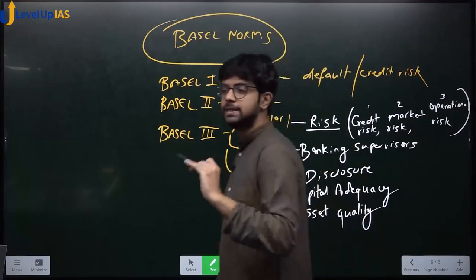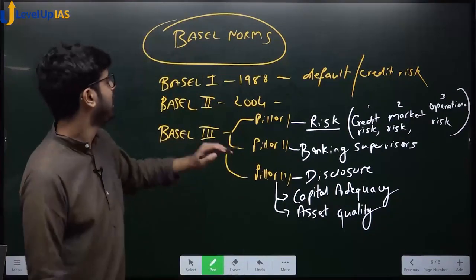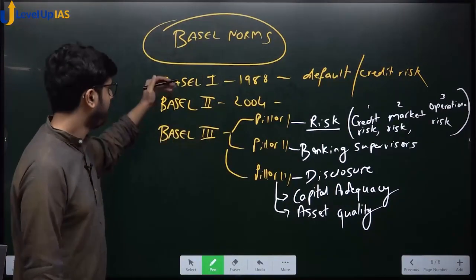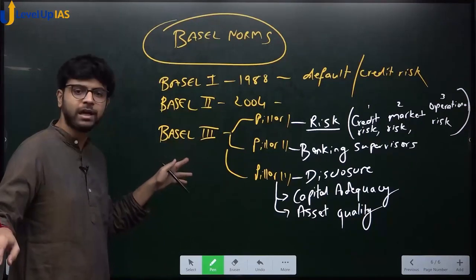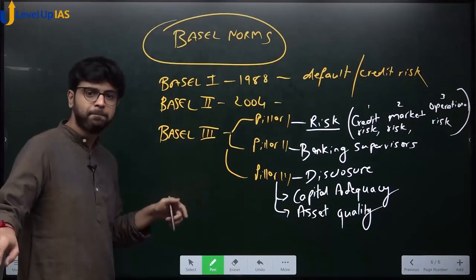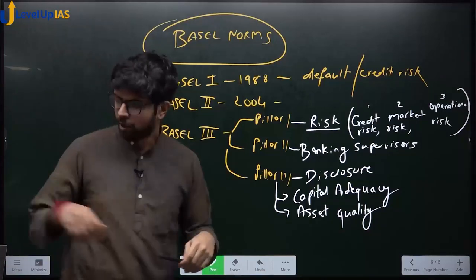Okay. These are the three pillars. Basel 1, Basel 2, Basel 3. This came into being in 2009. We will stop here, I think.